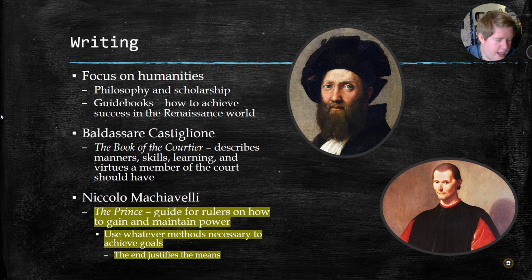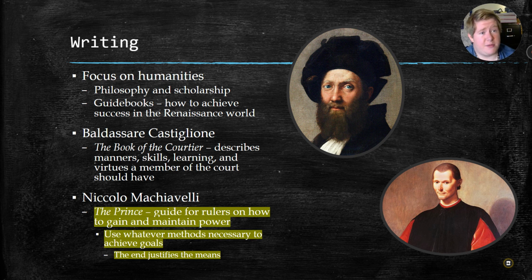So the last thing we're going to talk about is writing. There's a lot of focus on the humanities, with philosophy and scholarship, and really there's a lot of guidebooks written during this period. These are basically how to achieve success in the Renaissance world. Basically, they're like the how-to for dummies that we have today, but during the Renaissance. We have Baldassare Castiglione, this gentleman right here, who wrote the Book of the Courtier, which describes the manners, skills, learning, and virtues a member of the court should have.